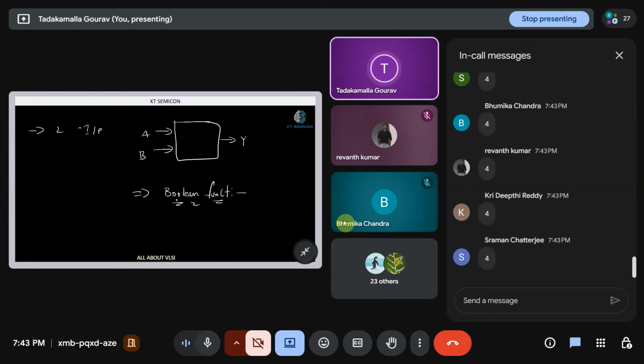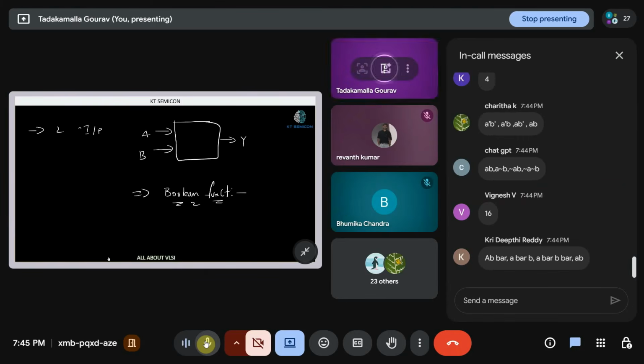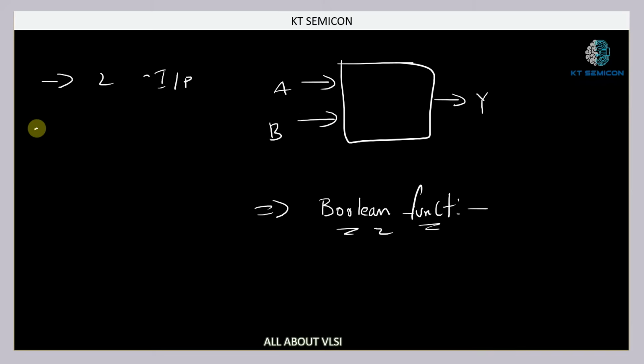What are the possible Boolean functions you can form using this LUT? Okay. Are you all sure that you can only form four variables? Okay, let us write down. So what you have written is A bar B bar, A bar B, A B bar, and AB, right? So this is what you have written, right?